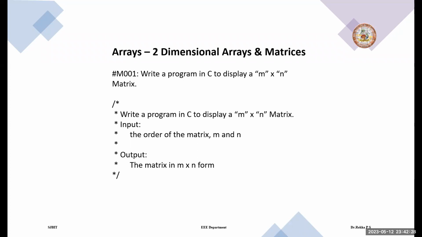So now, suppose you have to write a program in C to display an m by n matrix. What are the inputs required? The order of the matrix, that is m and n. So what will be the output? The output will be in matrix form, that is m by n form.